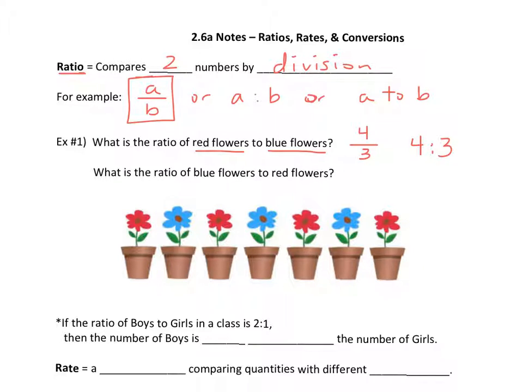But what if I said the blue ones first? Right. So if I said what's the ratio of blue to red, what's that? 3 and then 4. That's 3 to 4. So that's going to be 3 over 4 or 3 colon 4. And on a test or quiz, if I switch it up, it'll be half credit.